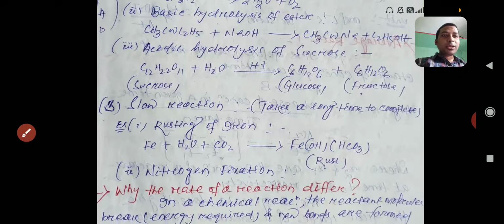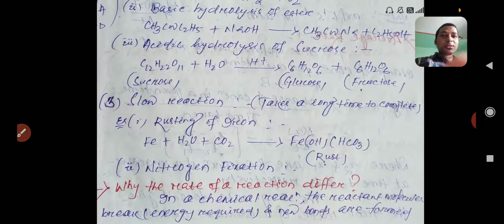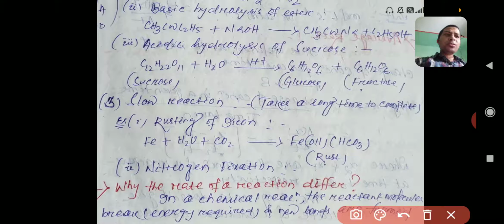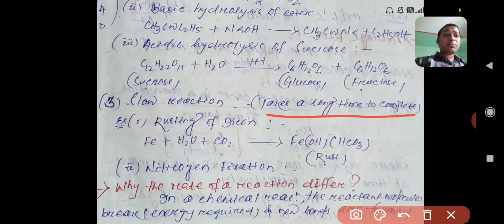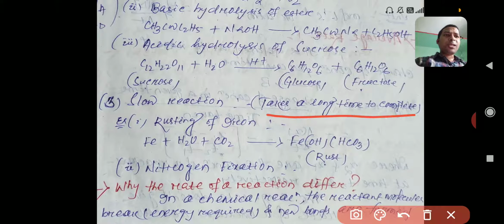Moving on to the next type of reaction, our slow reactions. Slow reactions are those that take a long time for their completion. That long time may be several hours, one to two days, or several days, even sometimes 15 to 20 days also. So that is a long time, and that's why these are called slow reactions.